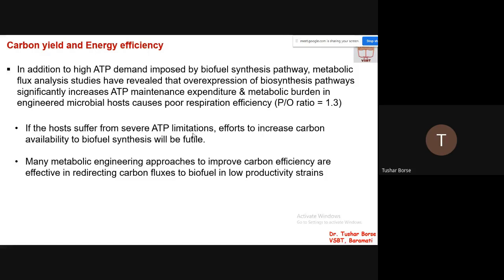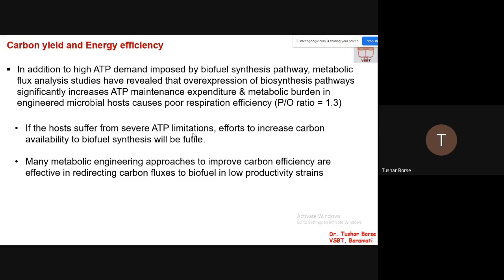But still you come to a level where even if you like it, the amount of the food in front of you, you are not going to eat it. So it is the same thing. If the host is suffering from severe ATP limitations where the respiration efficiency has decreased, then even if you are providing nutrients, the overall process is going to be a futile process, right? So it is of no use.